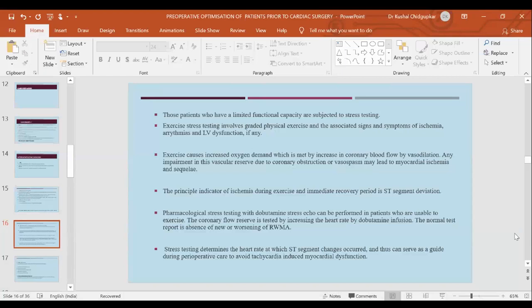Pharmacological stress testing with dobutamine stress echo can be performed in patients who are not able to exercise. The coronary flow reserve is tested by increasing the heart rate by dobutamine infusion, and the normal test report is either absence of new or worsening of regional wall motion abnormality.